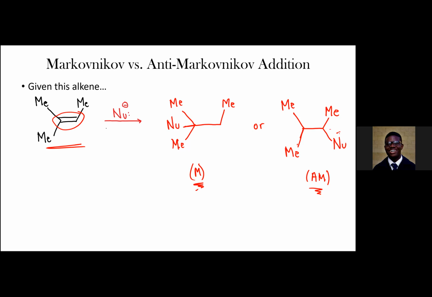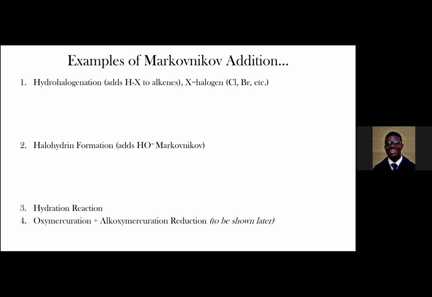So let's think about the examples of Markovnikov addition that we've seen throughout the past couple of lectures. The first is this hydrohalogenation, which adds an HX to alkenes. The way that we've seen that done, we would have some alkene like this, and we'd add an HX. Then our final product would have our nucleophile at the most substituted position, and it would add our hydrogen right there. So that's hydrohalogenation. This is essentially how you would add some kind of halogen along with a hydrogen onto an alkene.